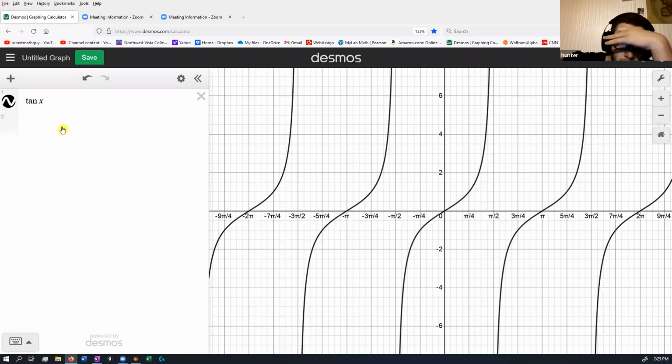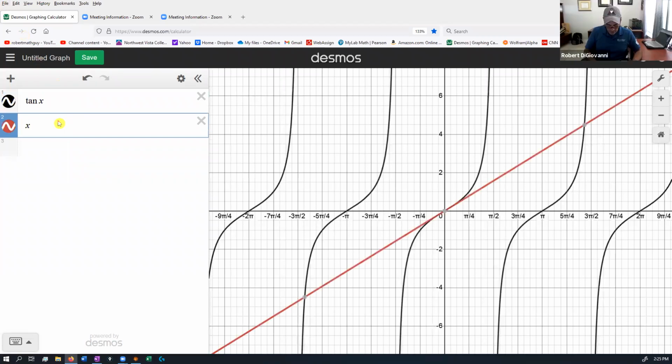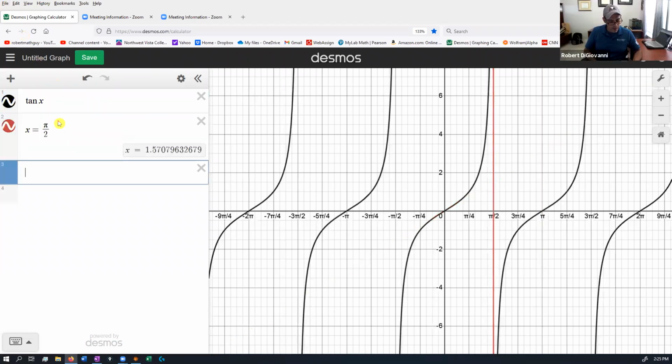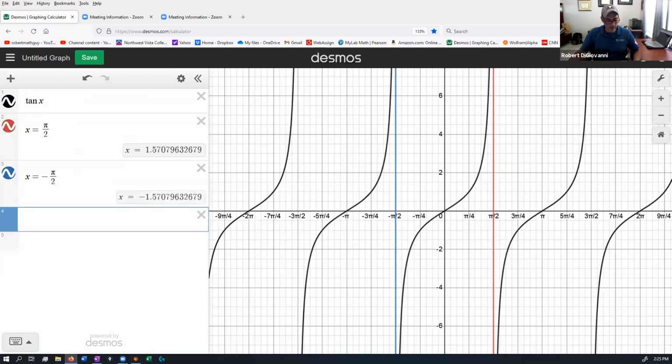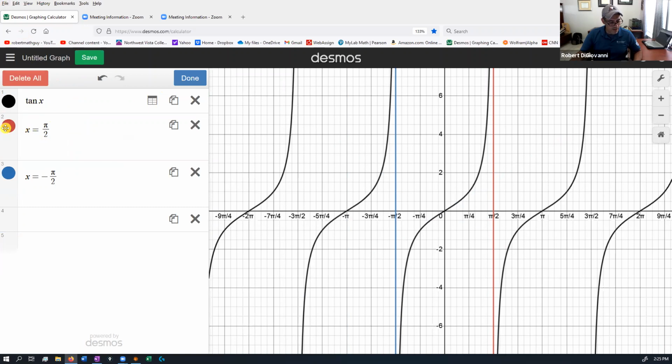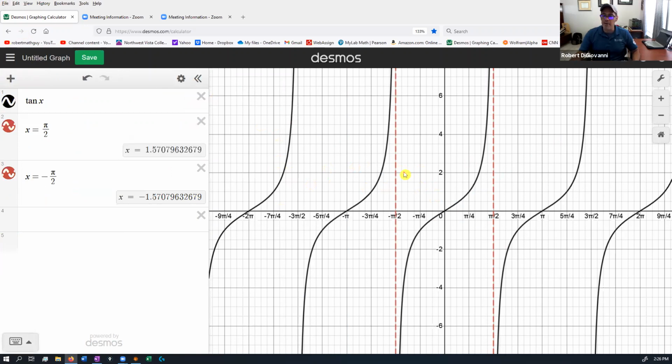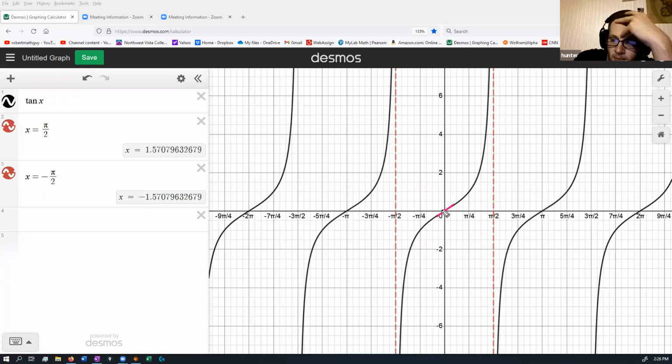Yeah. And let me do one more thing. X equals pi over 2, and x equals negative pi over 2. These are vertical asymptotes. I'm just going to graph those two. Think about what we're saying here. If we look at the slope of the tangent line on the tangent function, the slope there looks like it's probably about what? Looks like it might be floating around 1 at that point.